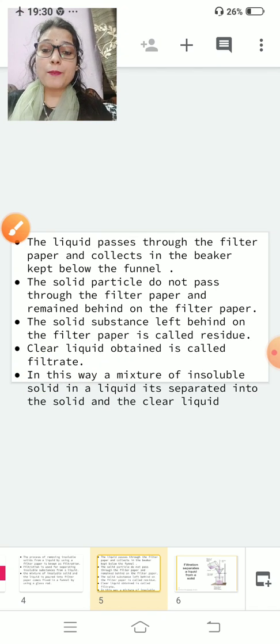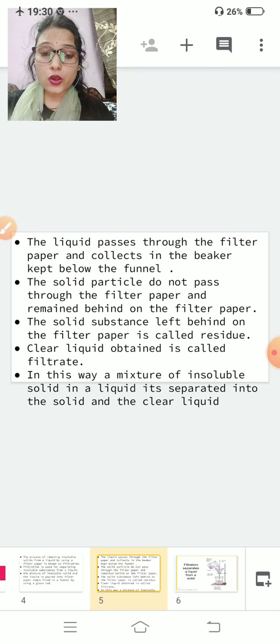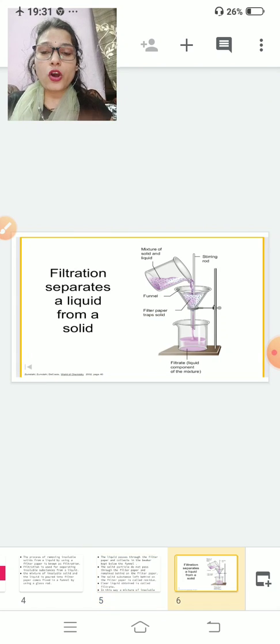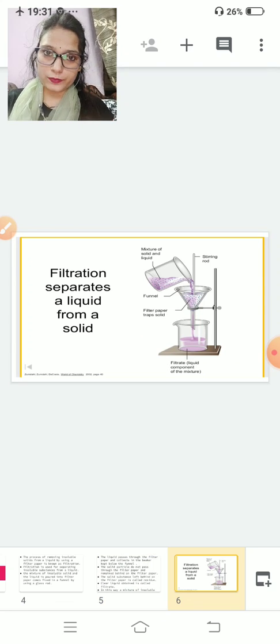In this way, a mixture of insoluble solid and a liquid is separated out into a solid and a clear liquid. I think filtration is clear to you, and this is the apparatus which is used for the filtration method. Clear?